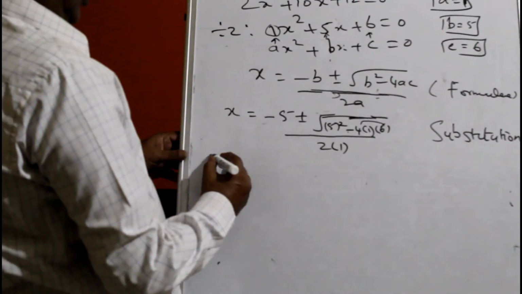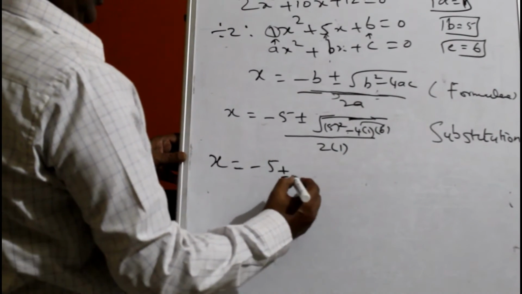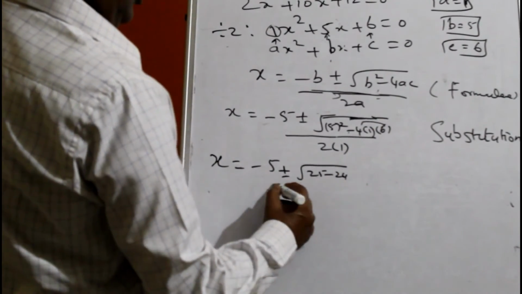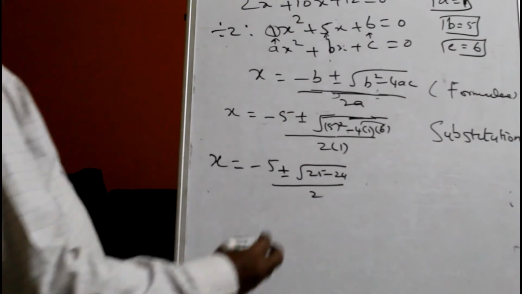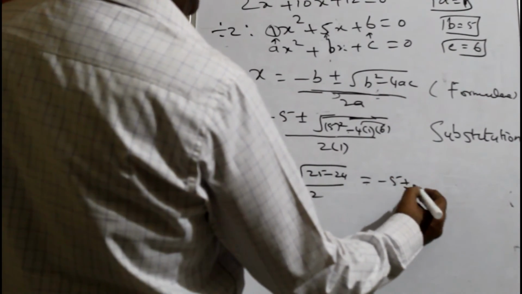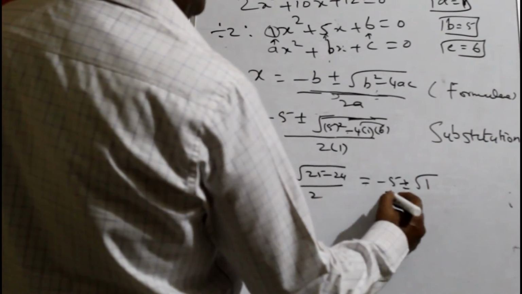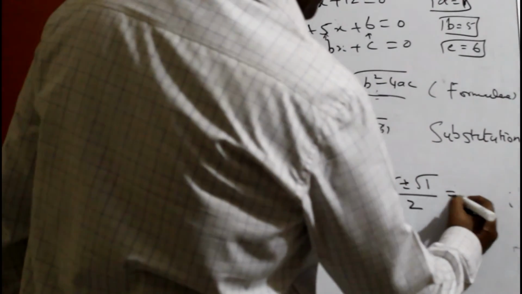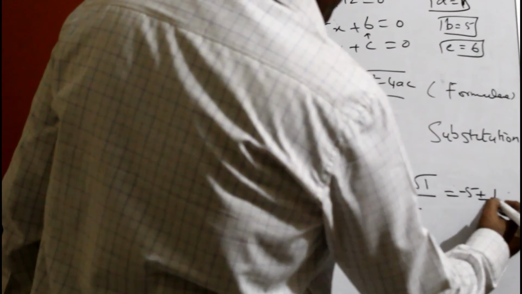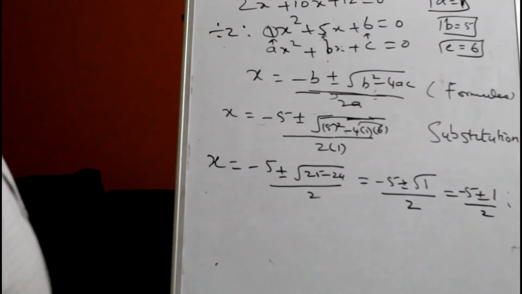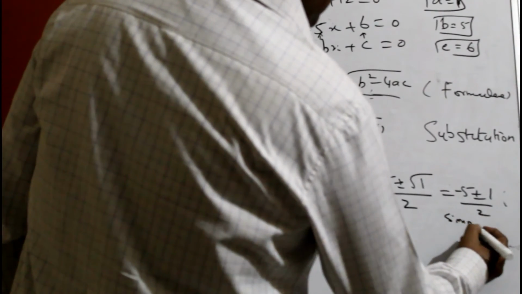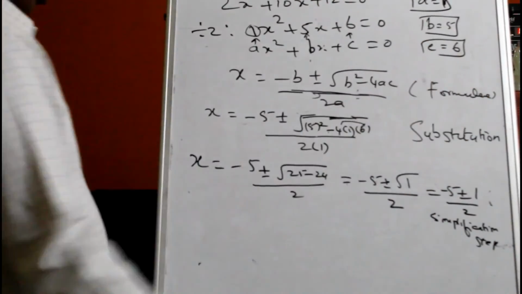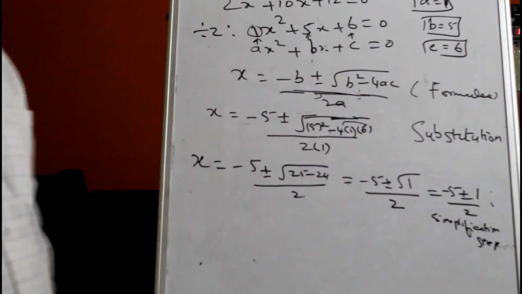After the substitution step, you have to simplify this. Look here, minus 5 plus or minus root of 5 square is 25, minus 6 4s are 24, by 2 1s are 2, which is equal to minus 5 plus or minus root of 25 minus 24, which is 1. And root of 1 is 1. So minus 5 plus or minus 1 by 2. So this step is called the simplification step. The first step is formula, the second step is substitution, the third step is simplification, and the last step is answer.